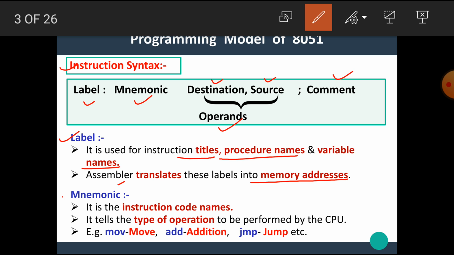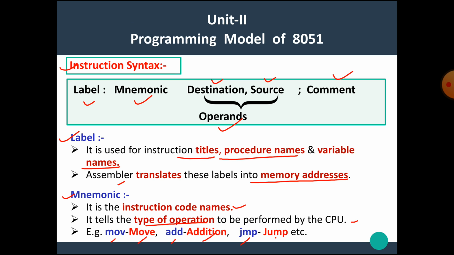The second part is mnemonic. The mnemonic is the instruction code name. It tells the type of operation to be performed by the CPU. For example, for a move operation, we write MOV. For addition, we write ADD as the mnemonic. For a jump operation, we write JMP as the mnemonic, etc.